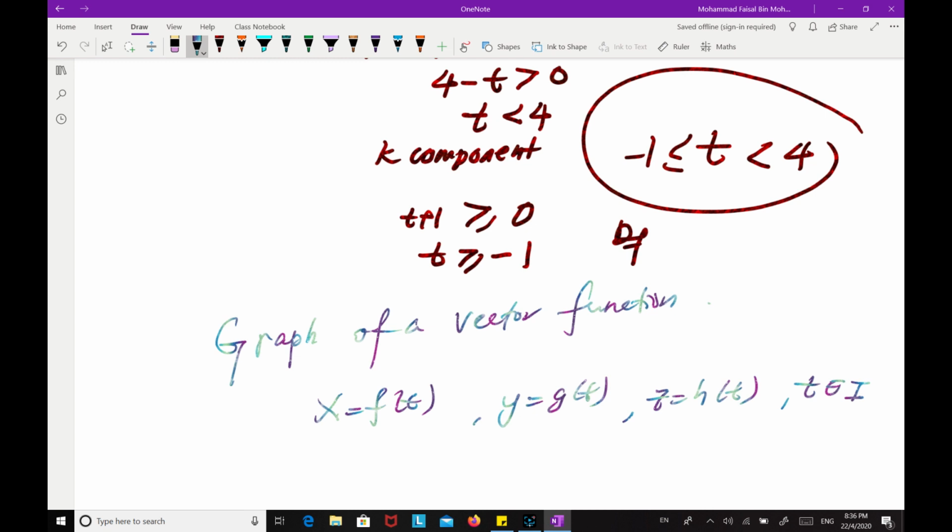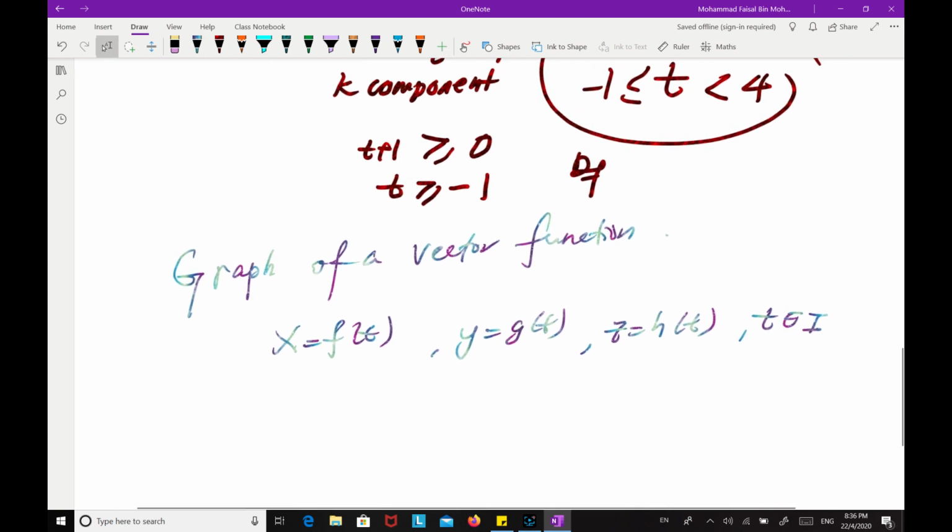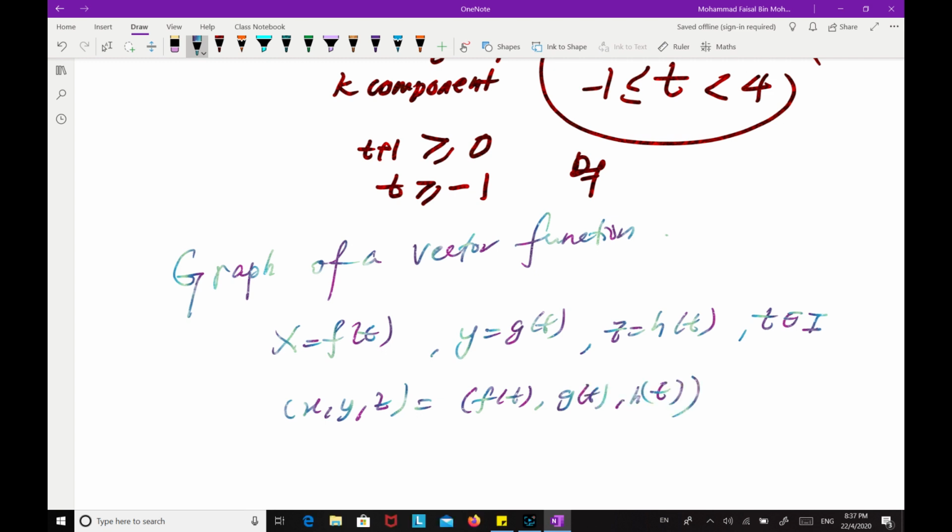Okay, then the points x, y, z is actually function of t. Okay, the coordinates make up the curve in a space. Call them particle's path.